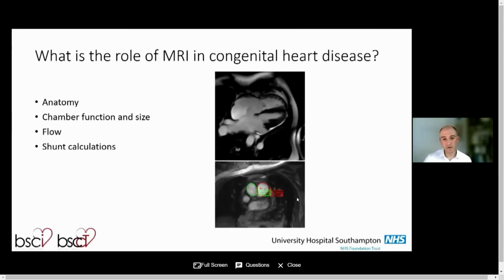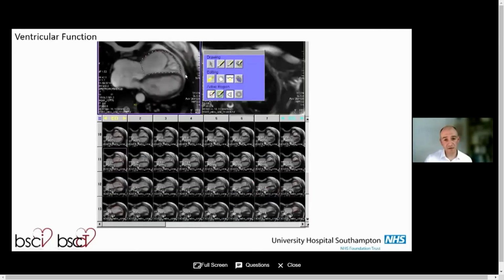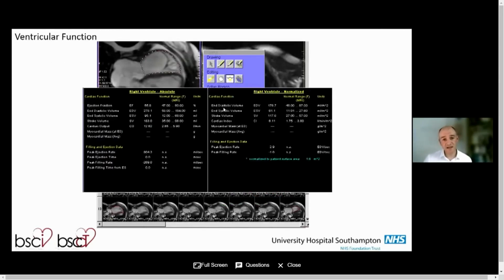We can go on and measure the right ventricle using our normal techniques of contouring the ventricle all the way through. In this particular instance, if I show you the figures here, you can see that this patient had an end diastolic volume of 178.7 mL per meter squared. This is indexed for the body surface area. The normal range for patients is between 48 and 87.